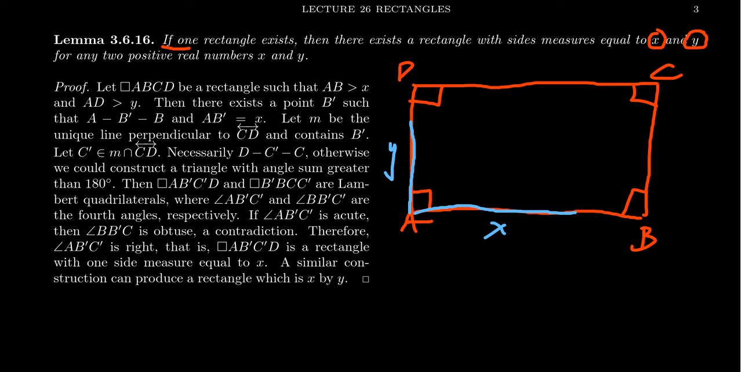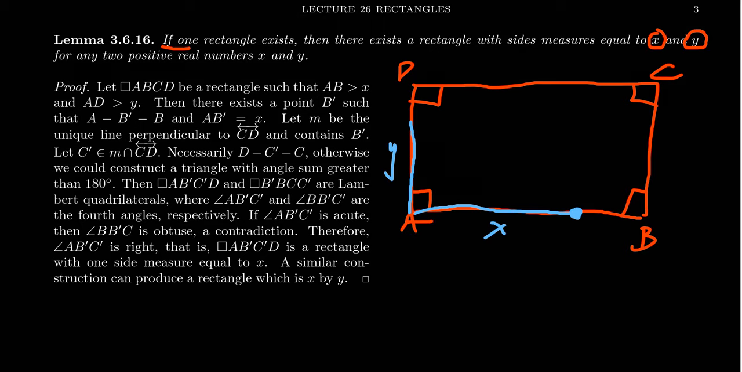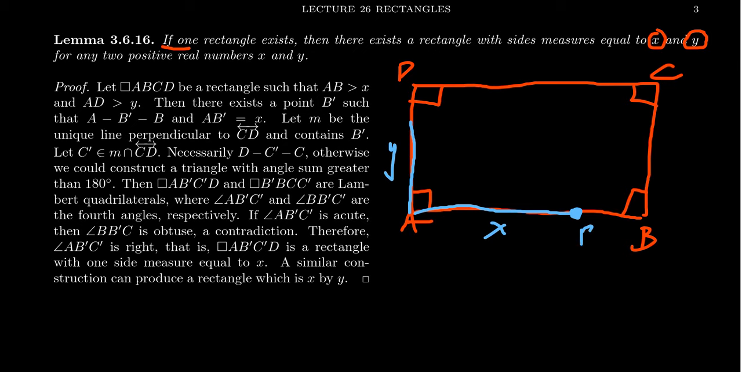But we have this rectangle whose length and width are larger than X and Y respectively. And so that means there has to be some point over here on the length side of this rectangle. We'll call this point B prime, so that the segment A to B prime has measure exactly X. And likewise, there's going to be a point along the width, but we'll come back to that one in a moment.